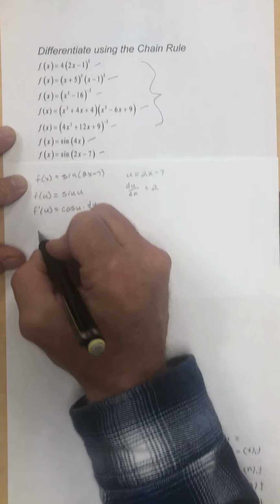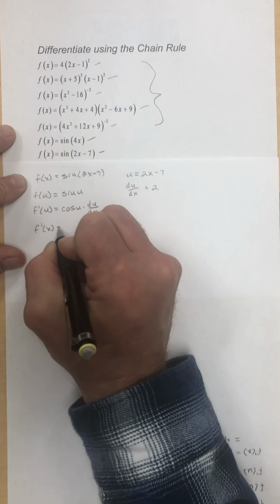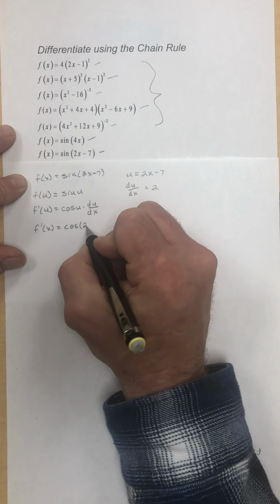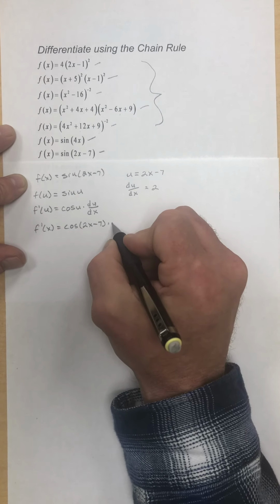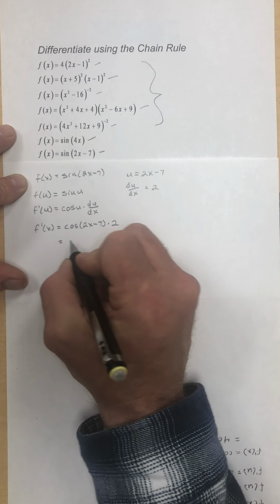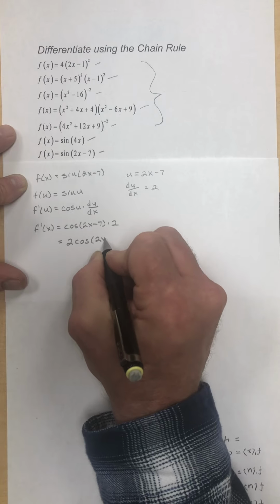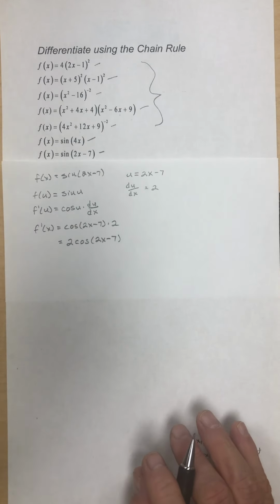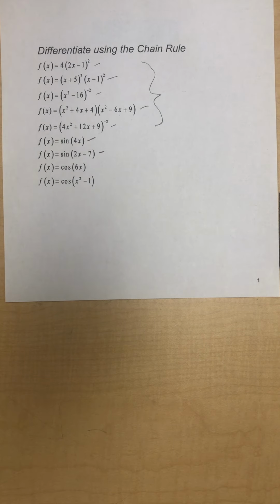And then we go back and substitute in, so f prime of u becomes f prime of x. And so we get cosine of u becomes a cosine of 2x minus 7 times du dx is just 2. And then we just rewrite. So 2 times the cosine of 2x minus 7. Those first two trig functions are pretty easy to work with. So we got those guys out of the way, so we just got to do these last couple.